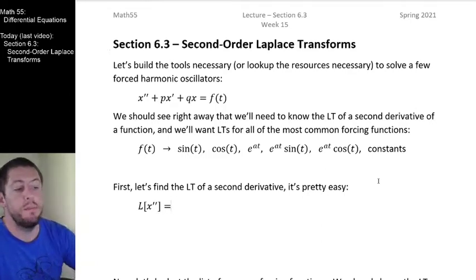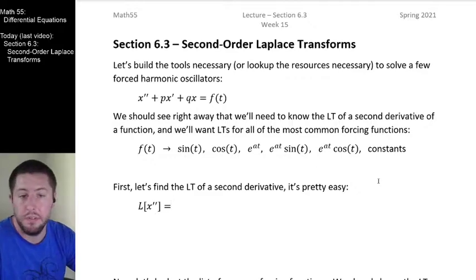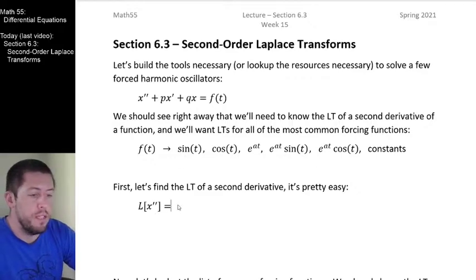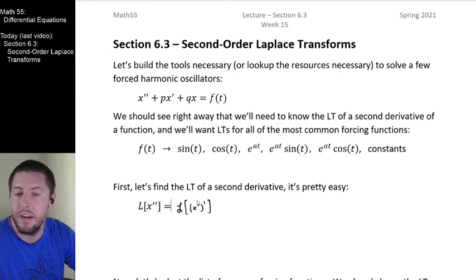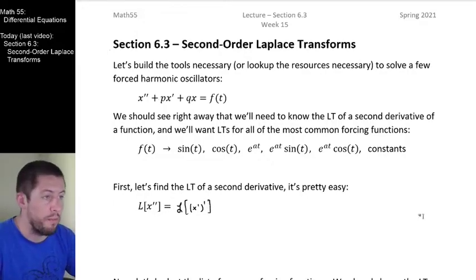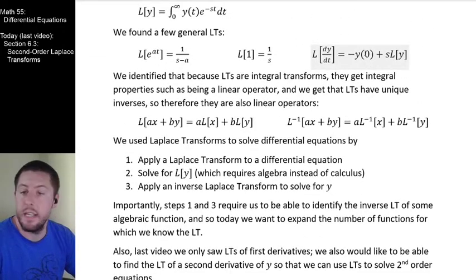So first, let's find the Laplace transform of a second derivative of a function. The reason this one's a pretty easy one to do is because we should always think of second derivatives as just being first derivatives applied to first derivatives, right? I'm thinking of this as in a layered sense right here. So in my mind, this is like the function y is actually x prime. So we're really looking at the Laplace transform of y prime. Well, I know the Laplace transform of y prime. We've already stated it. It's sitting right there.